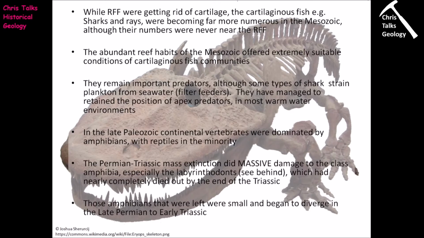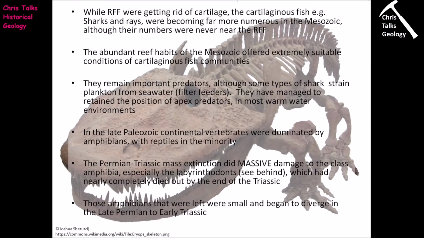Now, the Permo-Trias mass extinction did absolutely massive damage to the class Amphibia, so it had a very serious effect on the amphibians, and especially one group called the Labyrinthodonts. We can see a picture of a labyrinthodont in the background there, and they were nearly completely destroyed by the end of the Triassic. So essentially these very, very large amphibians took a very bad hit in the Permo-Trias mass extinction. On the other side, as we move into the Mesozoic, the reptiles very quickly start to outcompete them. The amphibians just can't put up much of a fight, and so we begin to see the large amphibians, at least, dying out and becoming extinct.